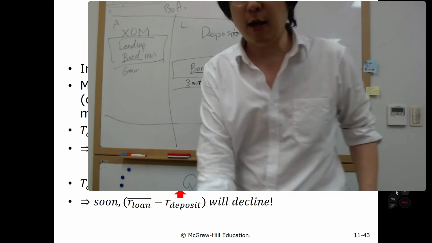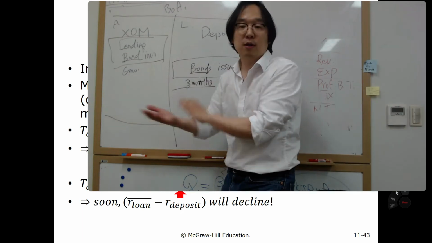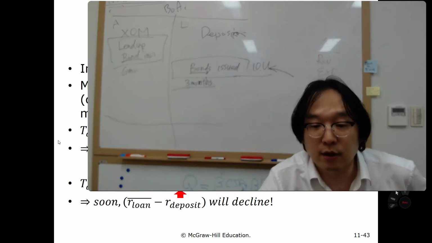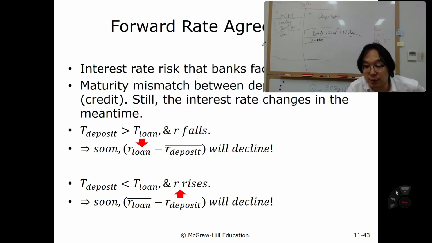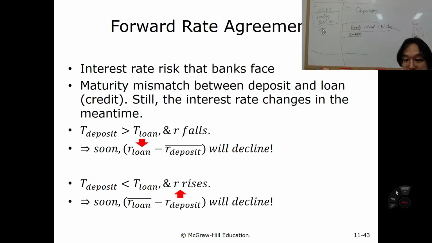Or the other way around. You can think about it, okay? So interest rate risk that banks face: maturity mismatch between deposit and loan credit. We call it credit over there, loan credit, okay? Still the interest rate changes in the meantime, right? And the thing is, the big T is maturity.